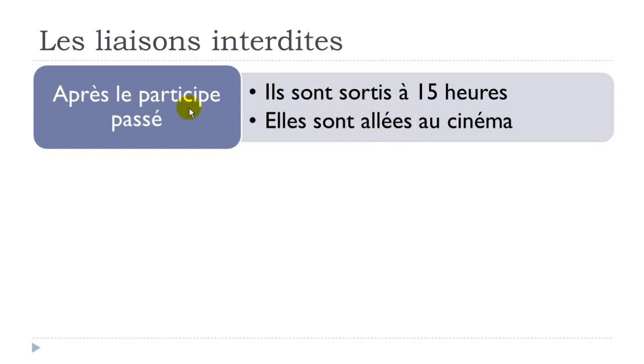So in that case, if you think about what we said, après le participe passé, if we spot it, this is the participe passé, sortis, and this is here the participe passé, and both end with s. It would be possible to make a link between S and A here, and S and AU here. But the rule is quite strict. You don't make a liaison after your participe passé. So, ils sont sortis à 15h. No liaison here, no link between the two. Ils sont sortis à 15h.